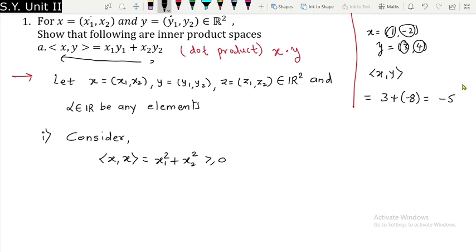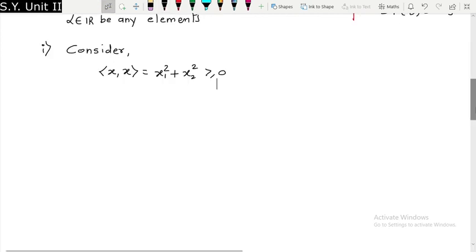Similarly x2 square is also greater than or equal to 0, so therefore this quantity will be greater than or equal to 0. I'll write like this, and this is what? Greater than or equal to 0. That is what we wanted to prove.